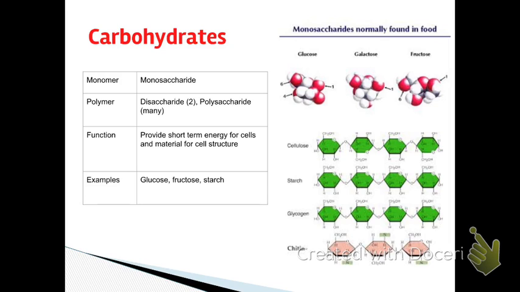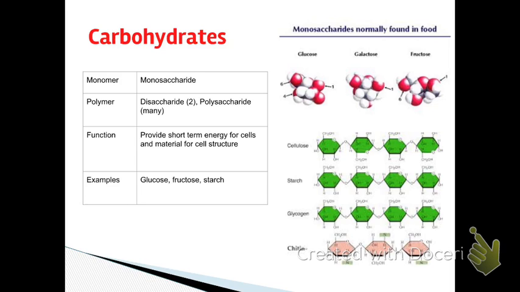Examples are glucose, fructose, and starch. A lot of sugars are carbohydrates. You also have starches in bread and pasta. I don't know if you've heard of carbo loading, but before big races, runners will carbo load, because we use these carbohydrates for short-term energy. Now, you might have heard, I don't want to eat carbs, because if you eat too many carbs and they're not used for energy, they become fat, because we use fat to store long-term energy.